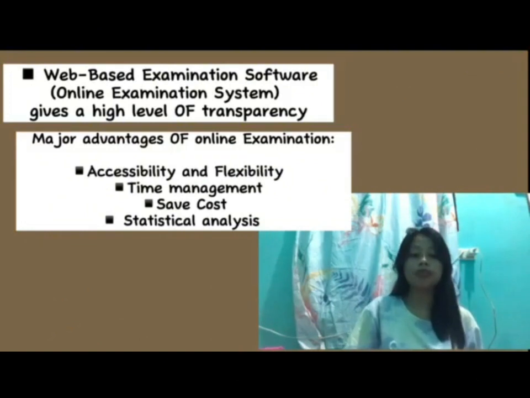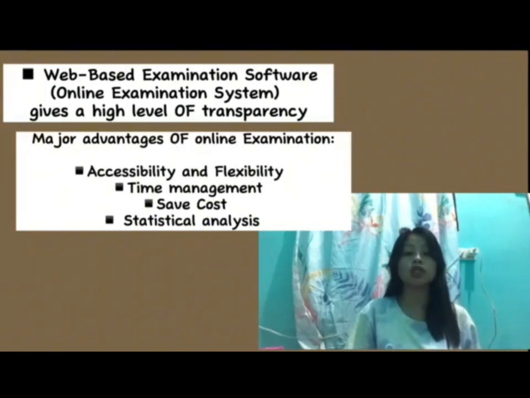Second is time management. Online examination systems help in saving time, since the lengthy formalities and processes involved in creating question papers, registering candidates for exams, answer sheets, evaluations, and declaration of results are completely eradicated with the availability of computers and internet.